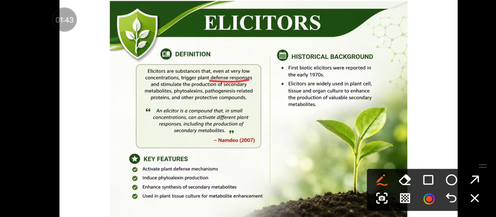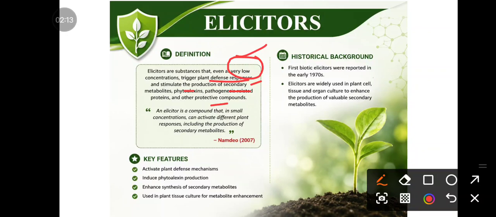How do they trigger the plant defense response? By production of secondary metabolites, phytoalexins, PR proteins and other protective compounds. Another characteristic is that it performs its role at very low concentration. No need of higher accumulation is required. Even at very low concentration it can trigger or do its job.